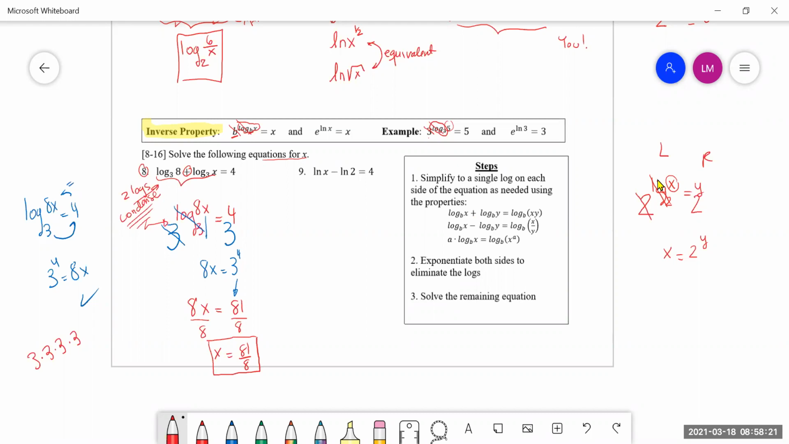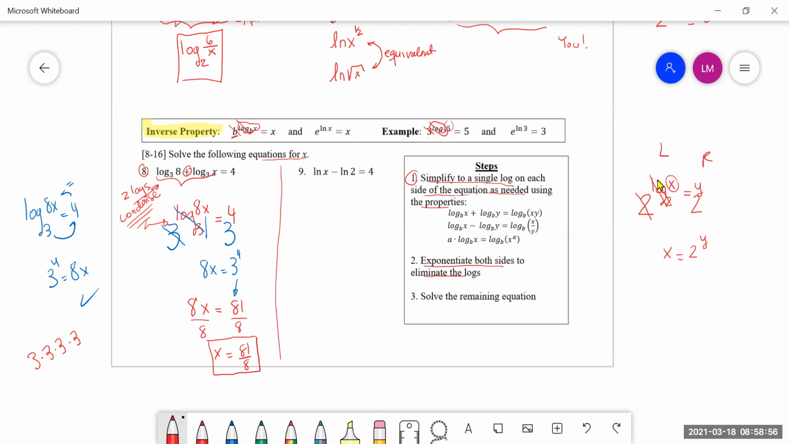So did we follow the steps here? Did I simplify to a single log on each side of the equation as needed using the properties of logarithms? Yes, that was my first step, condensing. Did I exponentiate both sides to eliminate the log? Yes, I did that right here, that step and that step. Then I solved the remaining equation. So we followed these 3 steps. We always want to condense before we can exponentiate.